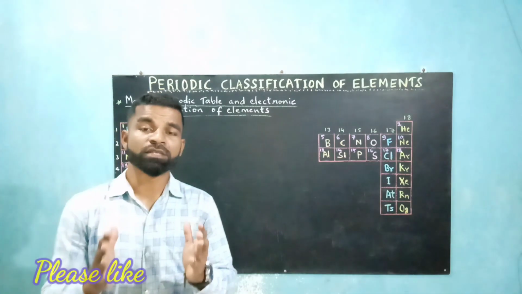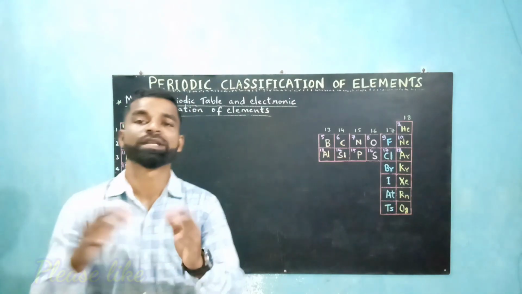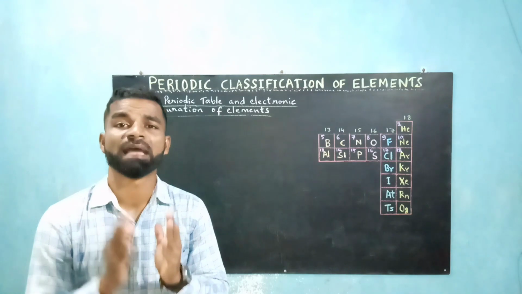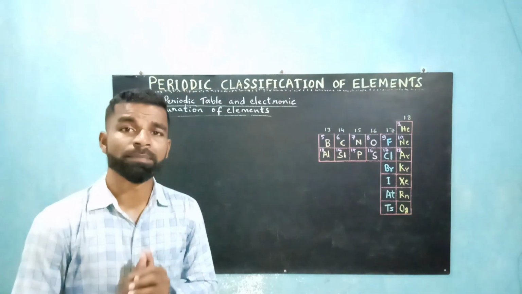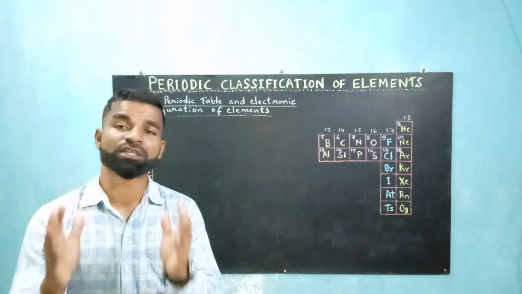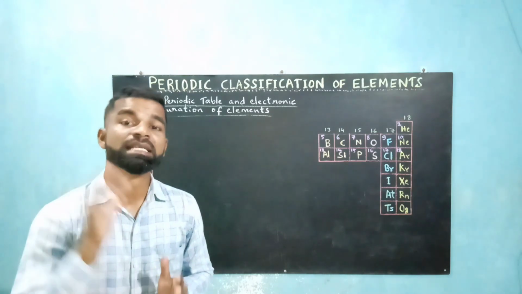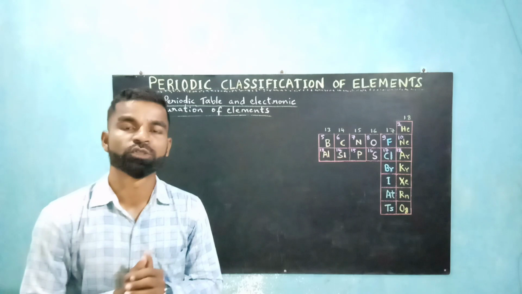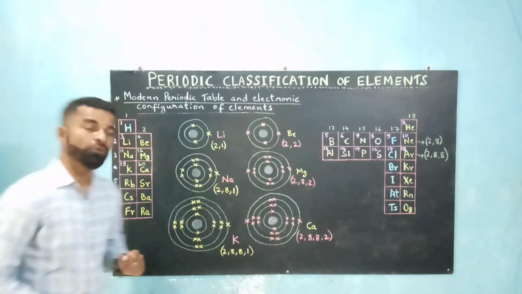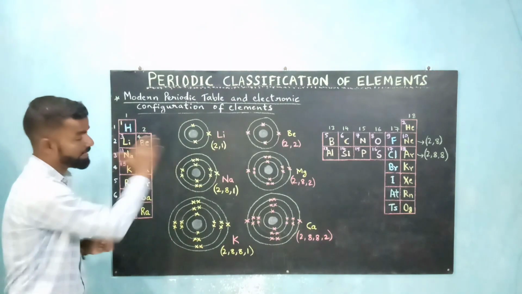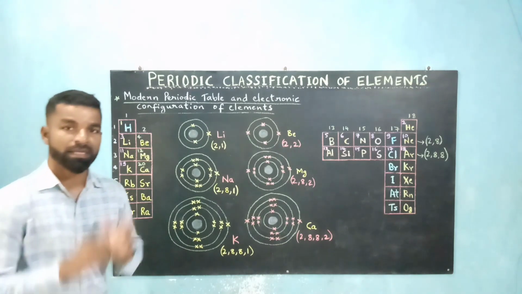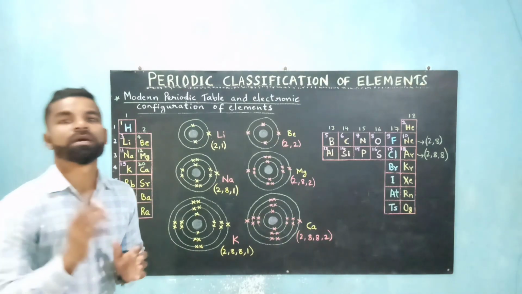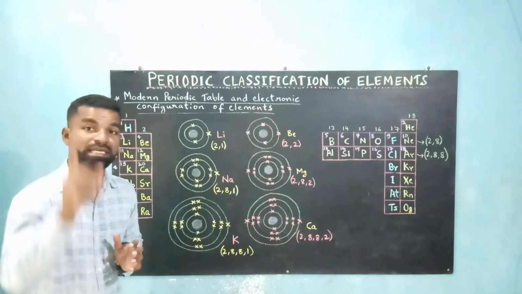These characteristics of groups and periods in the modern periodic table are because of the electronic configuration of the elements in the modern periodic table. It is the electronic configuration of the elements which decides the group and the period in which the element is to be placed. Now, if you go through group 1 elements and write their electronic configuration and observe the similarity in the configuration, you will find that the number of electrons in the outermost shell is 1.